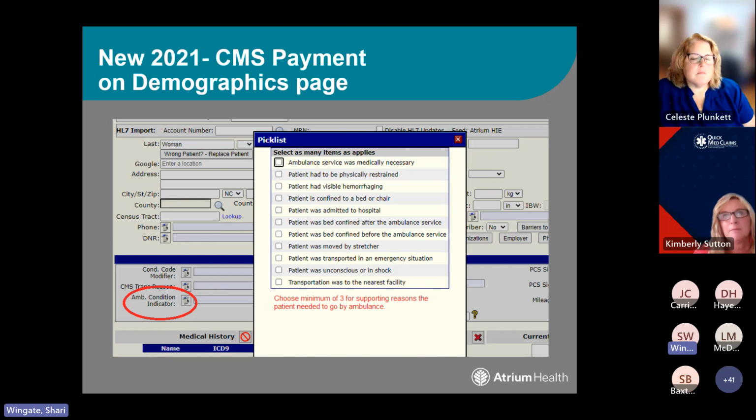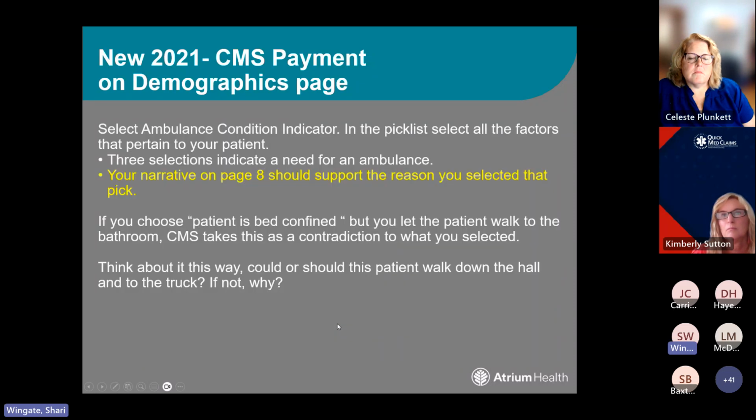Ambulation condition indicator, again, choose a minimum of 3 to support reasons for patient transport. Let's see, CMS demographics. Your narrative on page 8, I think they touched on this quite eloquently. Your narrative on page 8 should always support the reason you select. If you choose patient as bed confined, but you let the patient walk to the bathroom, CMS is going to actually take this as a contraindication and may even kick out all reimbursement.